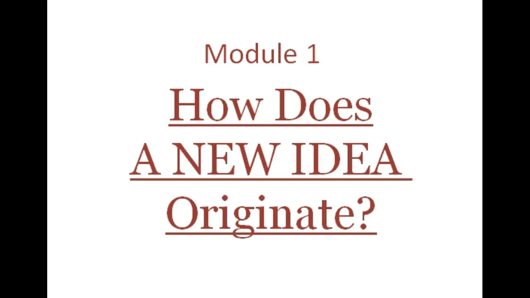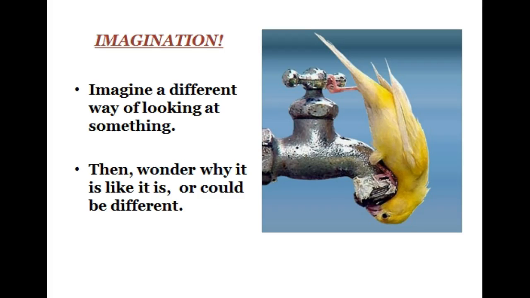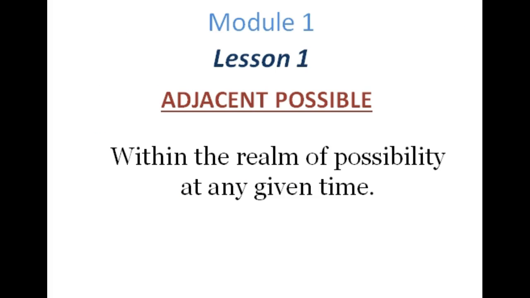The topic of our first module, Module 1, is how do ideas originate? The first slide shows a cute little bird with a healthy dose of imagination. He seems to be trying to figure out how the water faucet could be used for something else. That's what you want to learn how to do: look at something and try to figure out what else it could be. Our first lesson talks about adjacent possible.